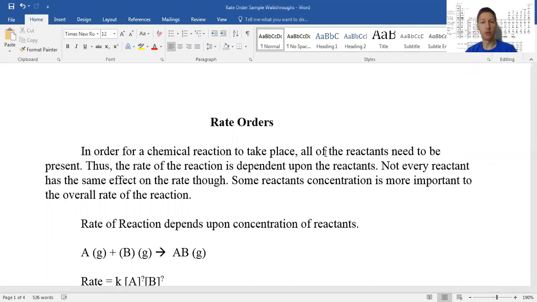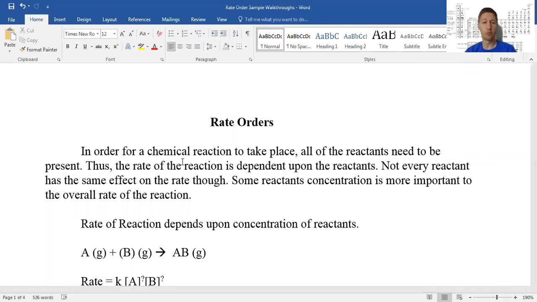In this video, I'm going to talk about rate orders. So rate orders are the idea that in a chemical reaction, not every single reactant has the same essential role as far as the rate goes. Now, every single chemical is important for the reaction. However, not every single chemical may have the same effect as far as the rate.